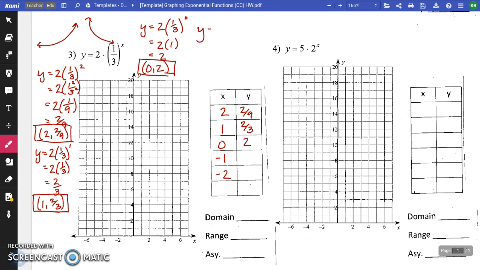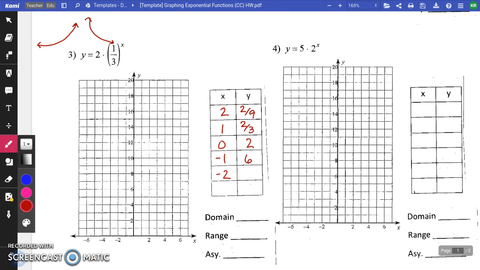Negative 1, if I put in a negative 1, so remember a negative exponent does the reciprocal. So the reciprocal of 1/3 is 3. So this is actually 3 to the first power. So 2 times 3 would be 6. So this would be the point -1, 6.